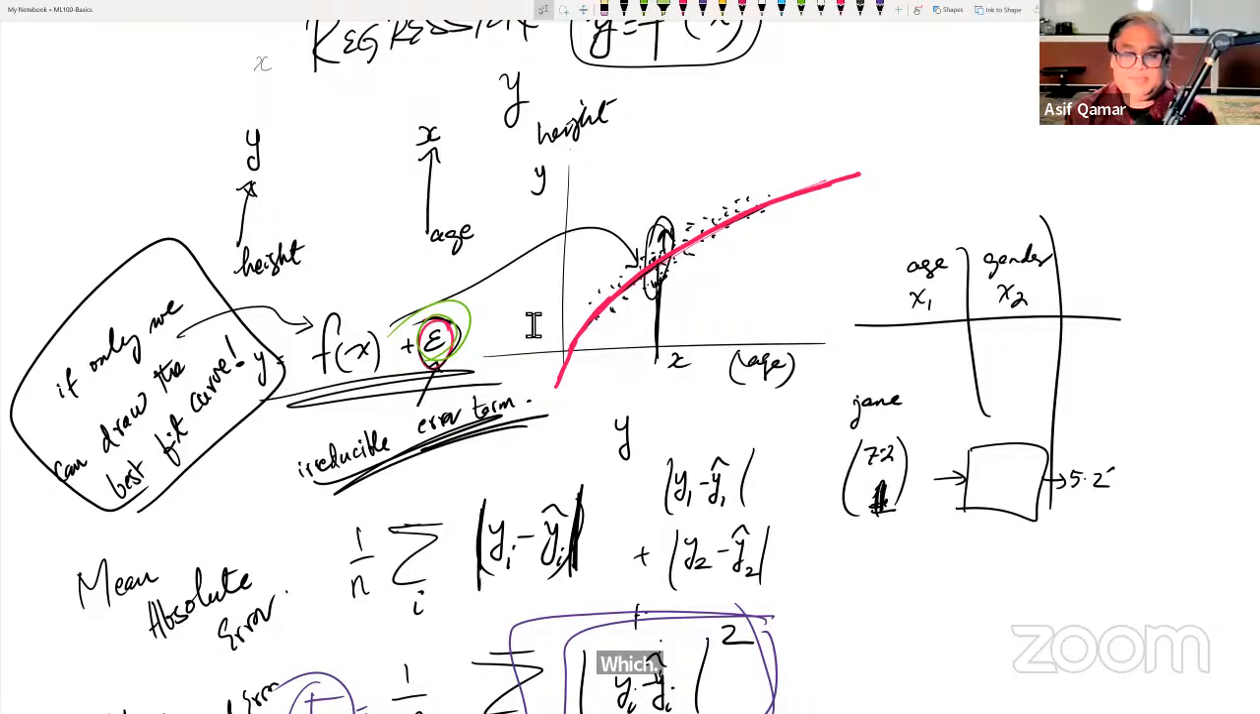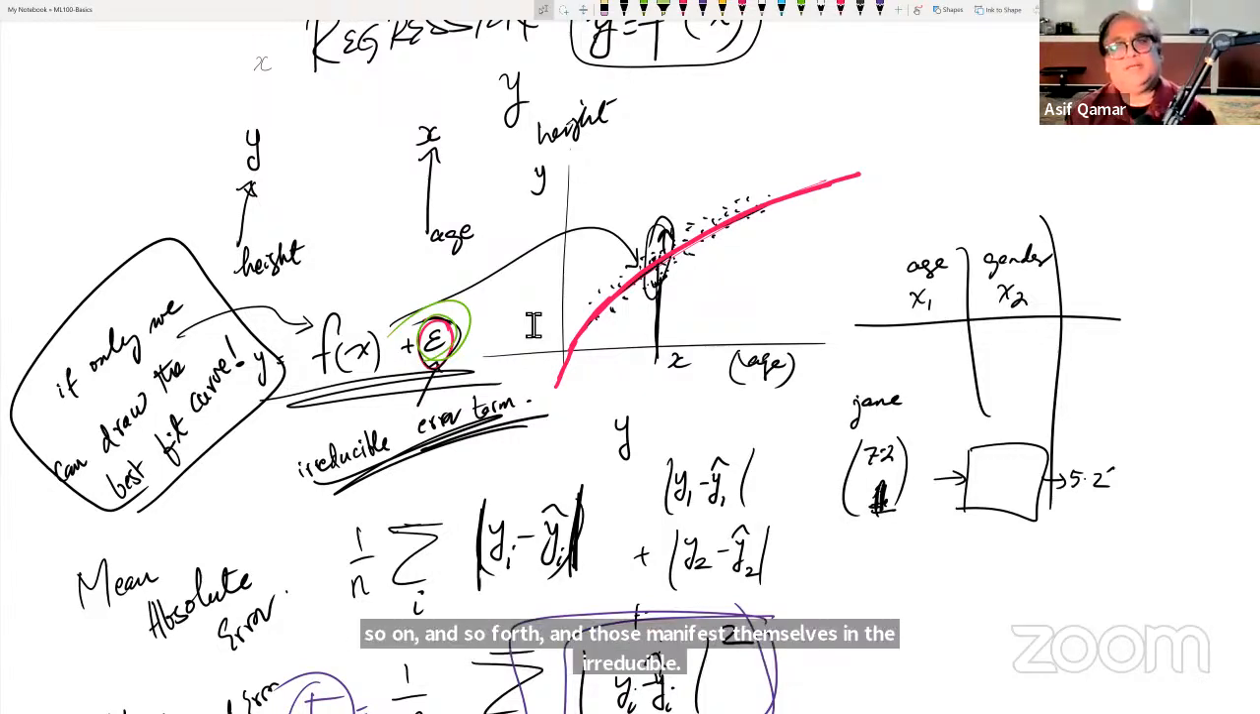And that error comes because there are other factors. For example, if you take the age of a child and from that predict the height, and you use only this variable, there are many other factors that you didn't consider: the gender, the ethnicity, the economic, nutritional background, and so on and so forth. And those manifest themselves in the irreducible error of your model.